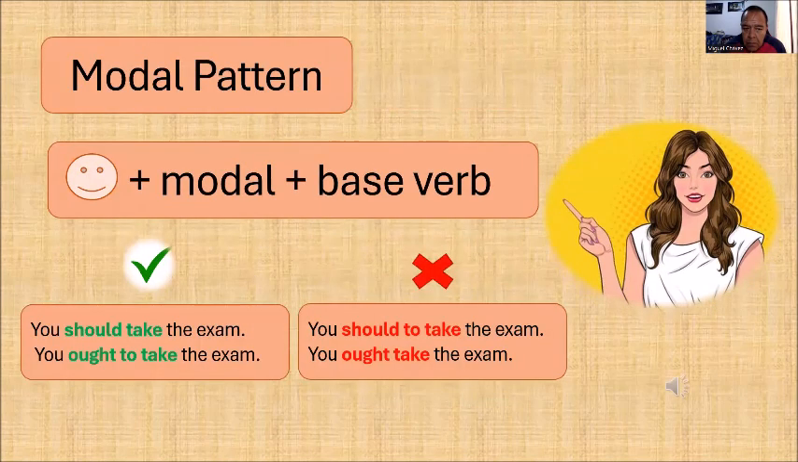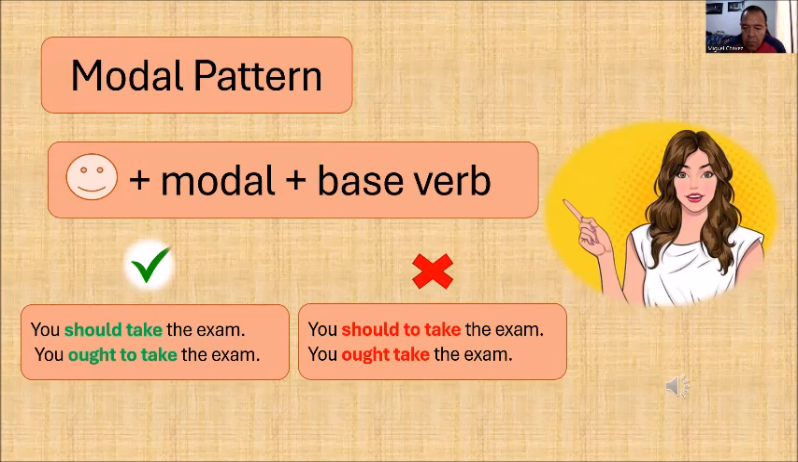The pattern for modals in English is subject plus modal plus base verb. A base verb is an infinitive verb without to. Point out that base verbs never have any endings, no s, ed, ing, etc. So you don't have to worry about subject-verb agreement.